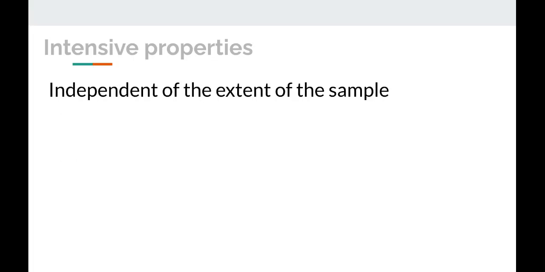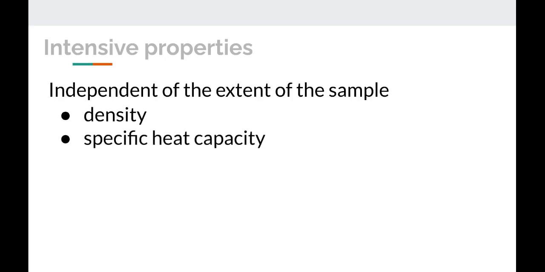There's another category of properties called intensive properties, and they don't depend on the extent of the sample. It doesn't matter if you have a big or a small sample, you're going to have the same value. A good example of that would be density. A small sample of aluminum and a huge sample of aluminum, they're going to have very different masses, but their density is going to be the same. They would have very different volumes too, but density is a ratio of mass to volume, and that is going to be constant. It does not depend on how big the sample is.